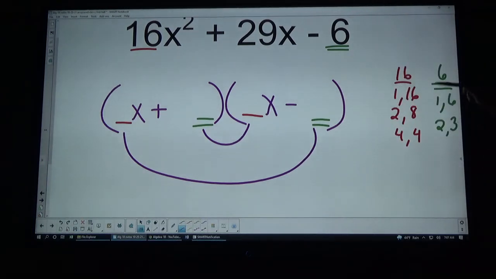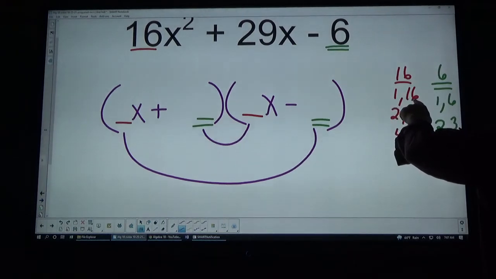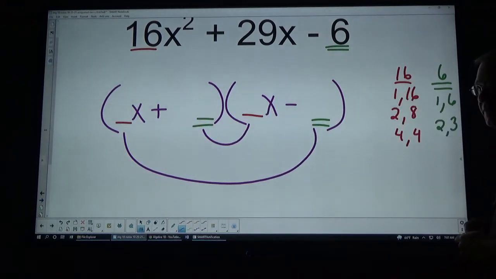So I only have 1 and 16 as an option. And we said most of the time they were close together. But in this case, they are not. All right, 2 and 48. Nope.